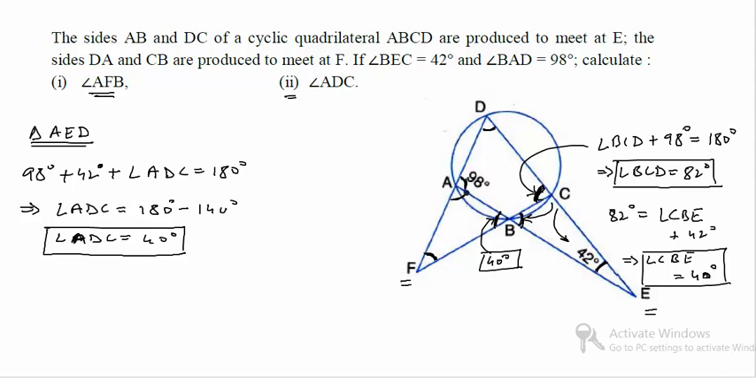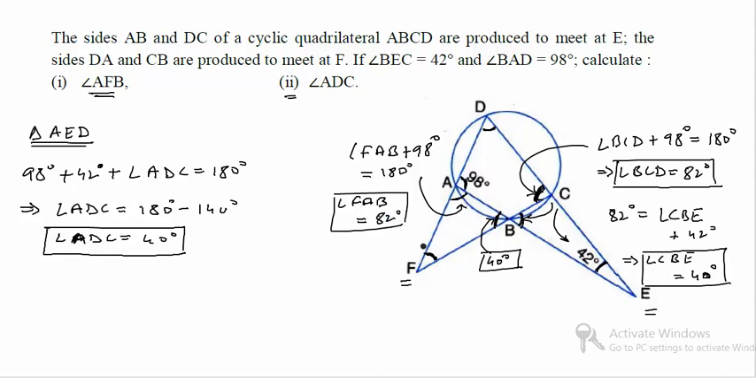Now try to look at this particular angle, this angle FAB. Your FAB plus BAD, these two angles should add up to 180 degrees, because DAF is a single line, right? So you can write angle FAB plus 98 degrees is equal to 180 degrees, which will give you the value of angle FAB to be 82 degrees again, right?